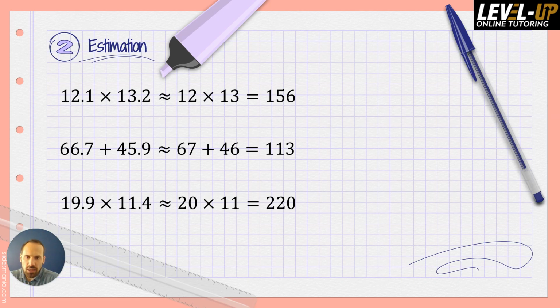Now, if we look at this and try and think, how accurate are these estimations? And have we overestimated, as in we've got a value that's bigger than what the true value is, or have we underestimated, as in we've got a value less than what the true value is? So we can do that by looking at how we've rounded each number. So 12.1, rounding to the nearest number is rounding it down to 12. And same thing with 13.2, we've rounded that down to 13.